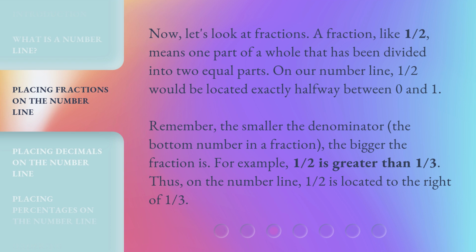Remember, the smaller the denominator, the bottom number in a fraction, the bigger the fraction is. For example, 1/2 is greater than 1/3. Thus, on the number line, 1/2 is located to the right of 1/3.